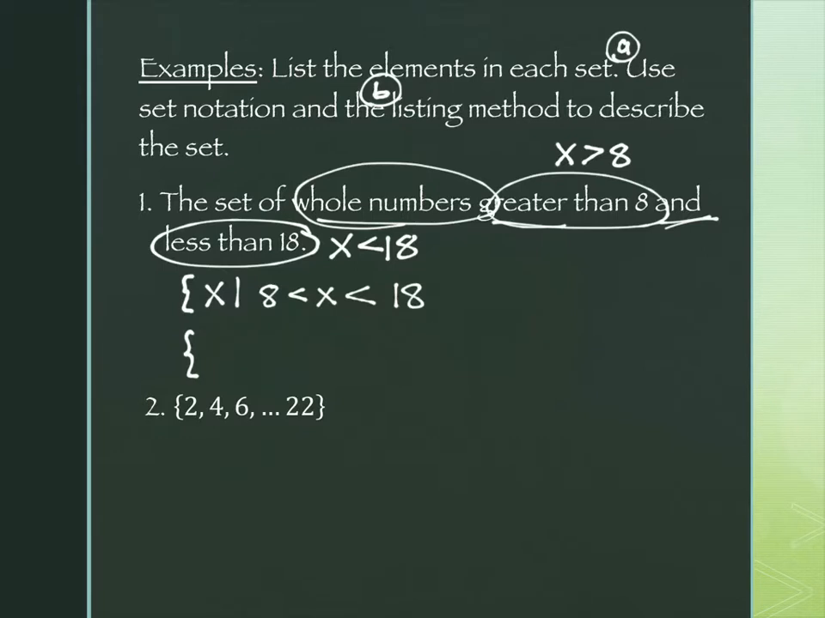Yes, okay. That's set notation, or set builder notation. I also need to specify that these are whole numbers, because that was the description, right? It didn't say I have fractions, right? 8.5 is not an option, the way that this is described, and I need to make sure that my notation indicates that as well. And so I need a statement that says X is a whole number.